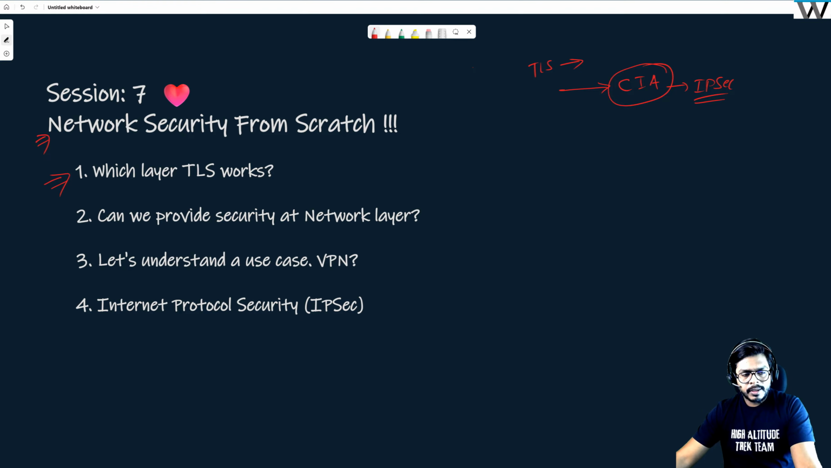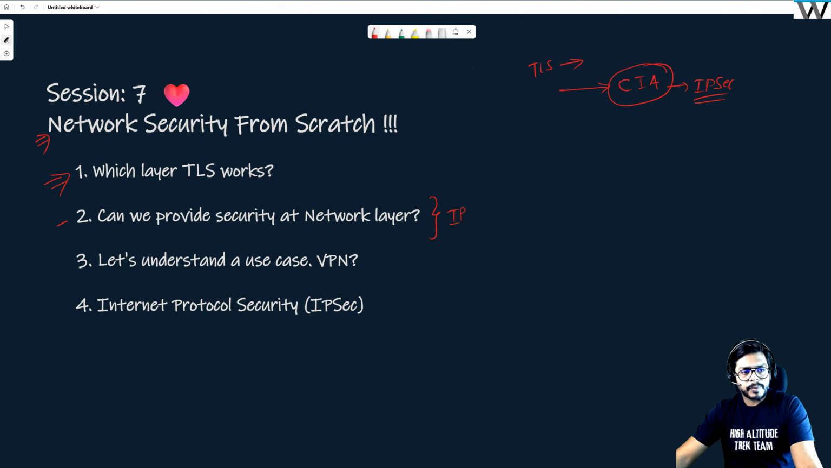Now there is a question: can we provide security at the network layer? TLS is a higher layer protocol, and there is a requirement to provide security at the network layer. At the network layer the protocol which works is IP, and IP does not have any inherent mechanism in its header to provide network security or IP security.